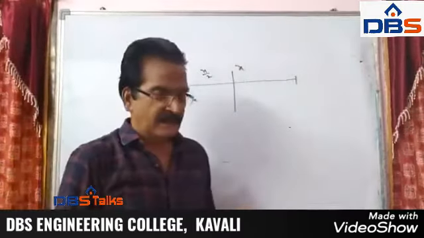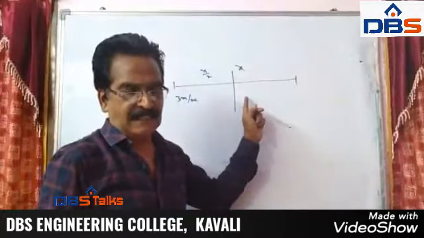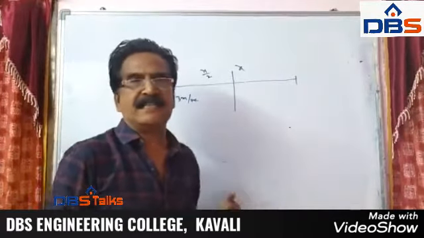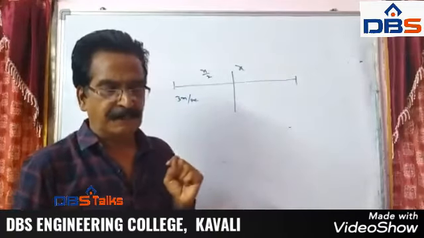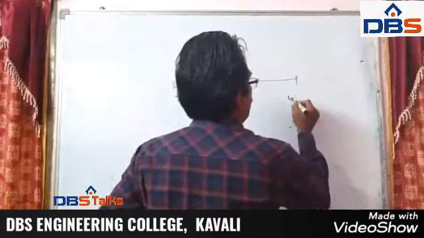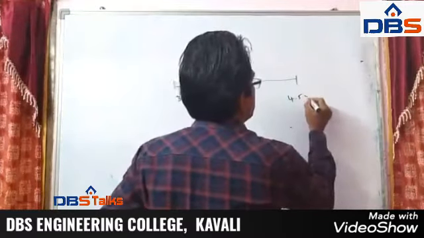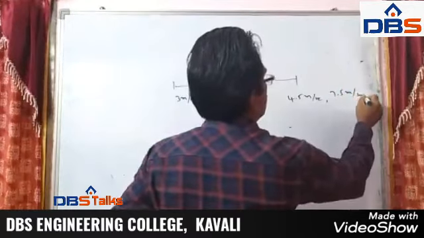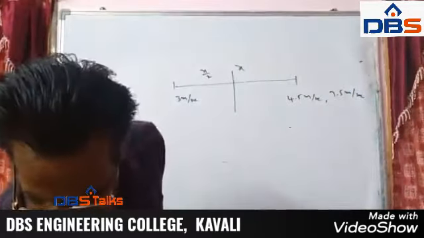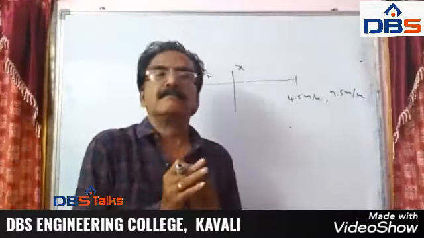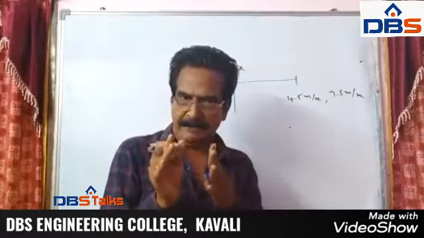And the other half of the distance is covered in two equal time intervals, with the speeds of 4.5 meters per second and 7.5 meters per second respectively. The question is: what is the average speed of the particle? Now we want the average speed.